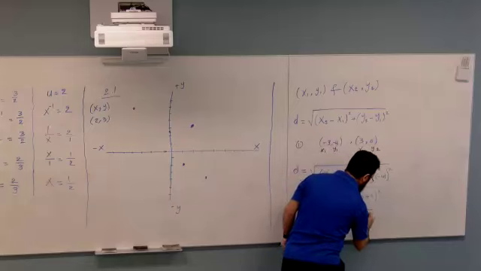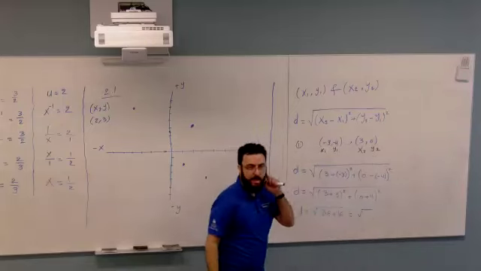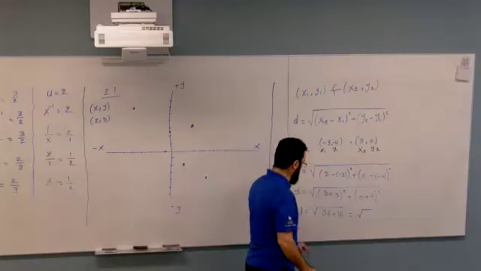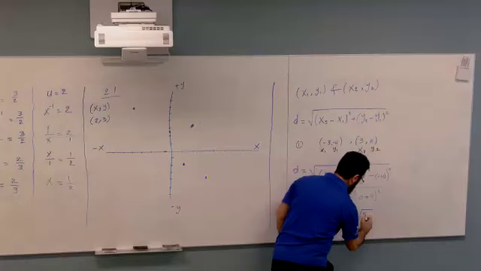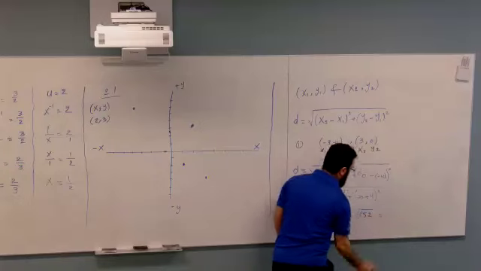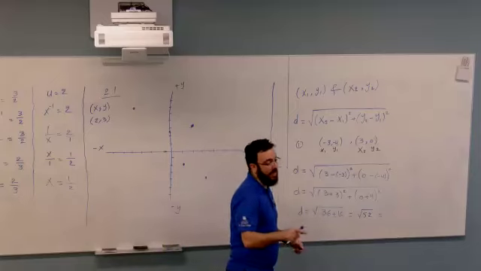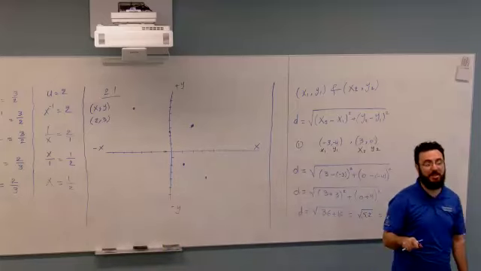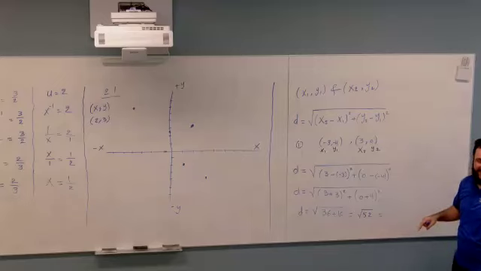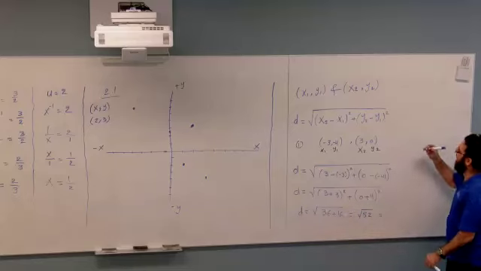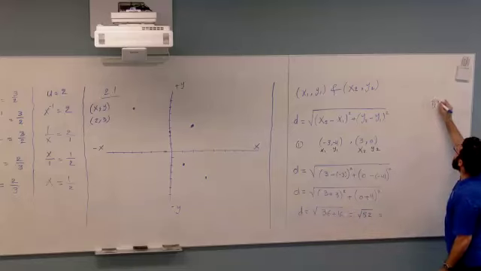How much? 52. So what's the square root of 52? And how do we plug it in the calculator? No, don't tell me decimals. It's still under the square root.